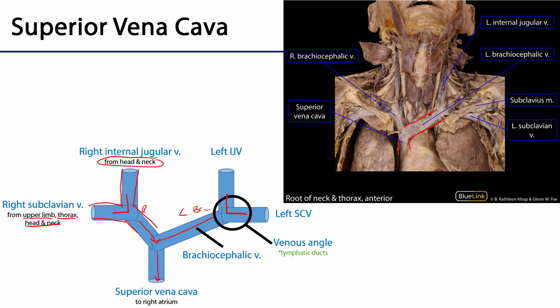These venous angles are important for lymphatics because it's within the vicinity of these venous angles that the lymphatic ducts return lymph back into venous circulation. On the left side here, we'll have the thoracic duct. And on the right side, we'll have the right lymphatic duct.